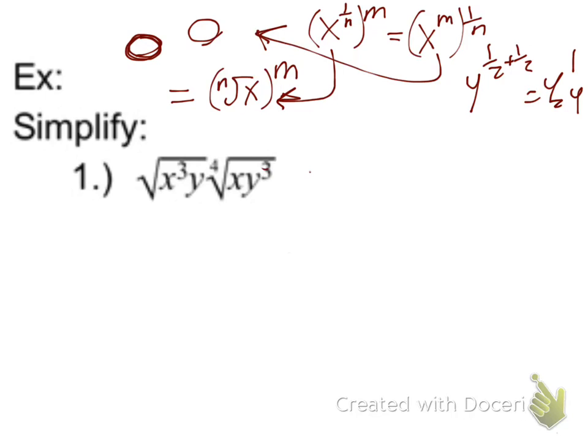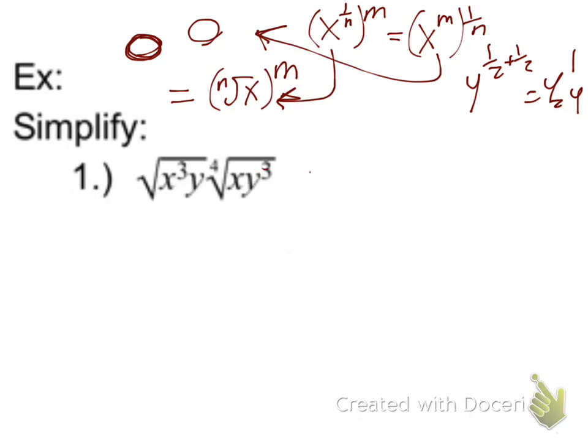Now, my bad. We're starting off with the square root of x cubed y times, now there should probably be a little space in there, the 4th root of xy cubed. It's not y to the 4th.